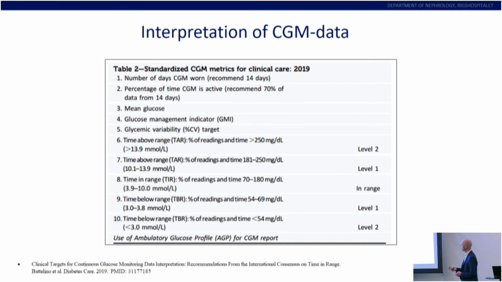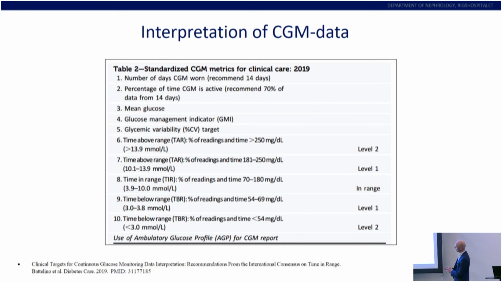Then you can calculate variability, and here the suggested measure is CV, the coefficient of variation, which tells something about the risk of hypoglycemia. There's a cutoff value of 36%. You should be below it. Above it, there's an increased risk of hypoglycemia.